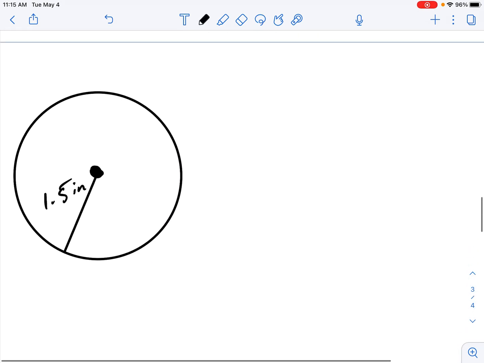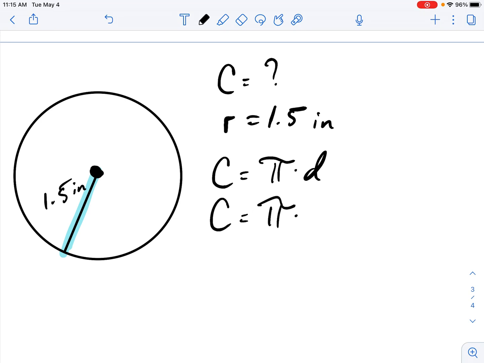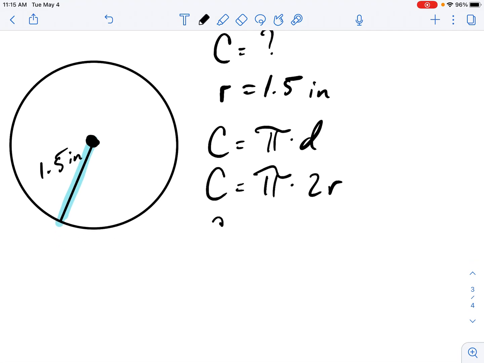Okay, so for this question, we want to find the circumference. And we ask ourselves, did they give us the diameter or the radius? Here they give us the radius because it goes halfway across the circle. So radius equals 1.5 inches. So circumference we know equals pi times diameter, or circumference equals pi times 2r, 2 times the radius. So here we'll do pi times 2 times 1.5.